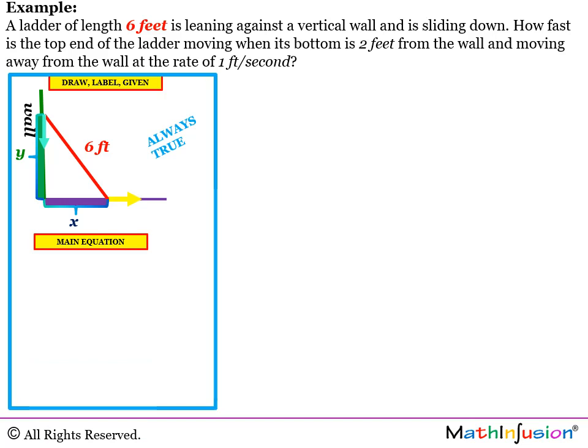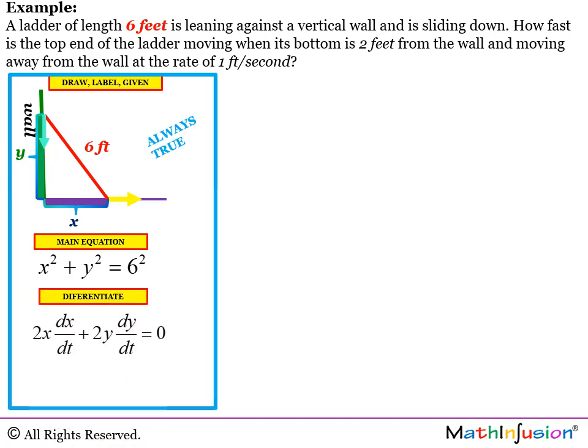What is the main equation? You can see easily that this is again the Pythagorean theorem. x to the power of 2 plus y to the power of 2 equals 6 to the power of 2. We differentiate both sides. Be careful. It's easy to see that we get 2x dx dt plus 2y dy dt, but please note that the derivative of 6 to the power of 2, because it is just a constant, it's 36, is 0. And again, I will repeat, the length of the ladder is not a function of t.